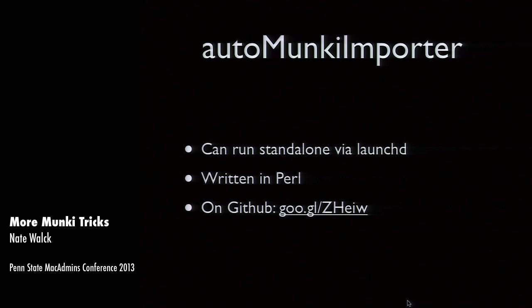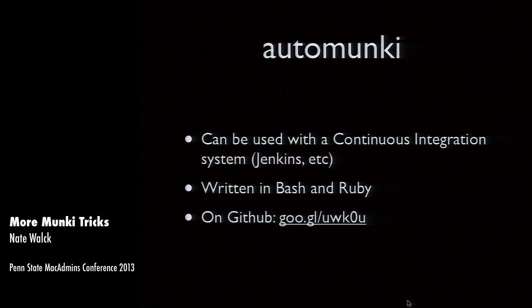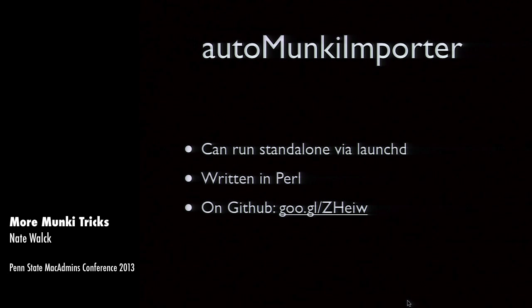AutoMonkey Importer came like a day after, because they were both working on it unbeknownst to each other. So they both had their own approach. AutoMonkey uses Bash and Ruby, and AutoMonkey Importer uses Perl and LaunchD items. And they're both really good. The AutoMonkey was made to use with Jenkins, as I mentioned. This one's made to be standalone.